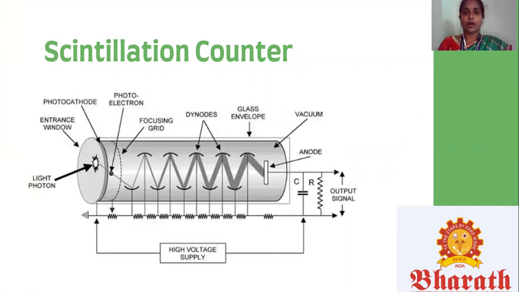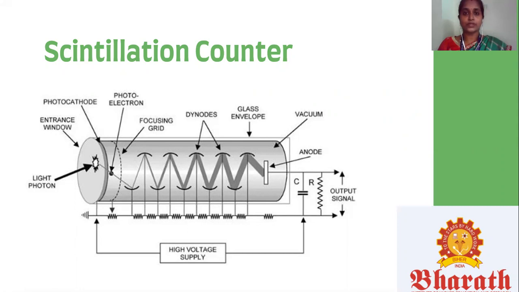Next, we can see the next most important kind of instrument called the scintillation counter. So this is the diagram of a scintillation counter. Please refer to the diagram. We have a light photon, which enters one by one through what is called the entrance window. Next we have a photocathode. Then we have a photoelectron.